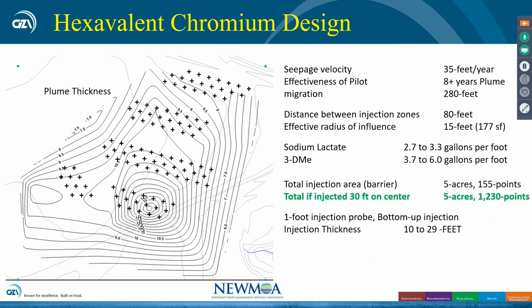More importantly, when we get down into the presumptive remedy and we get back into cost, which is always one of the important things to our clients, if we had actually gone out and done these on 30 feet on center on a 5-acre area, we would have actually needed 1,230 points. So we were able to treat this plume for just over 10% of the total points in order to resolve the plume.